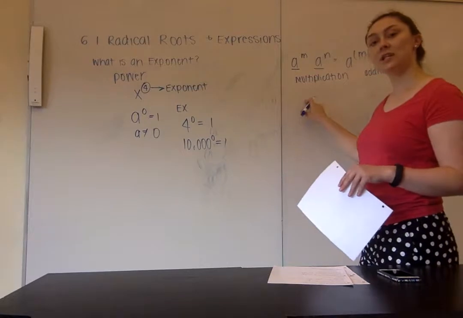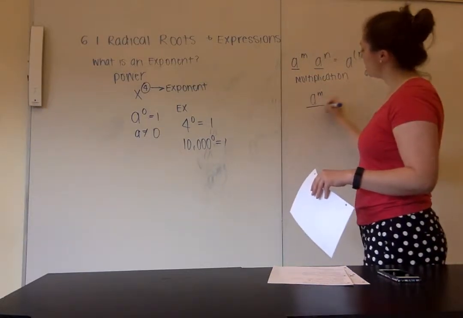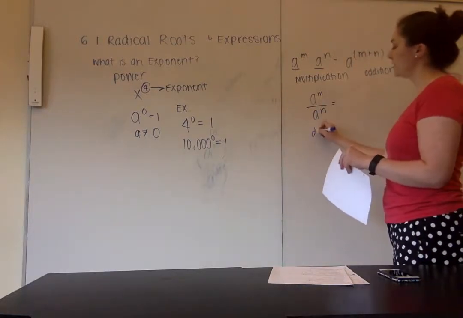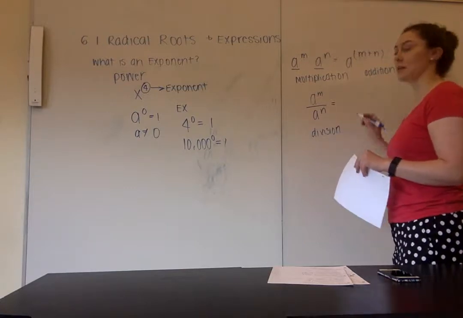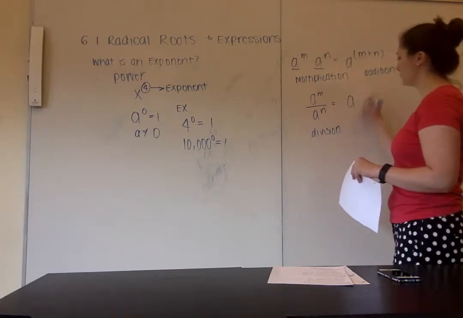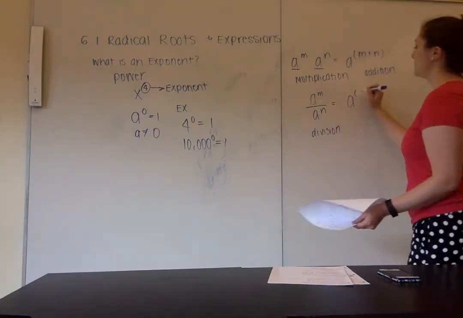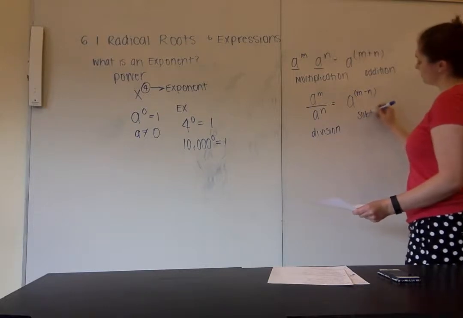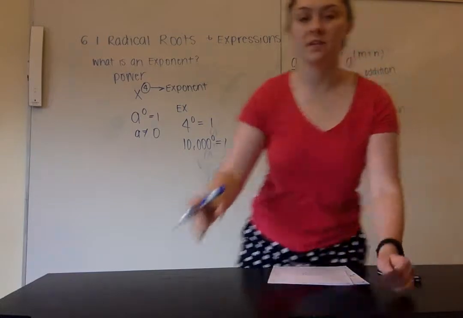Now imagine we change this to division. We have a to the m over a to the n. If this changes to division, what do you think this could change to? That's right, subtraction. So we have a to the m minus n. Let's do one example of each of these.